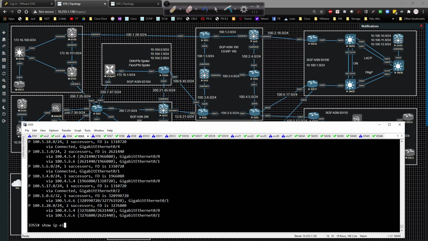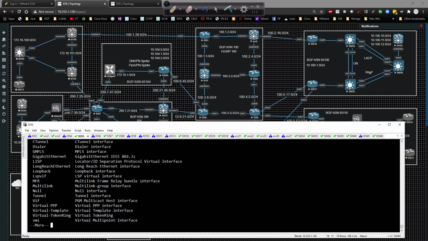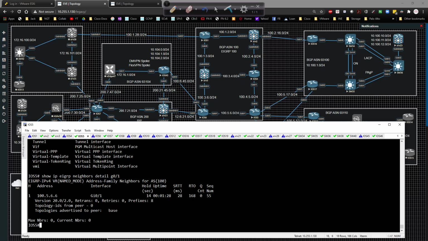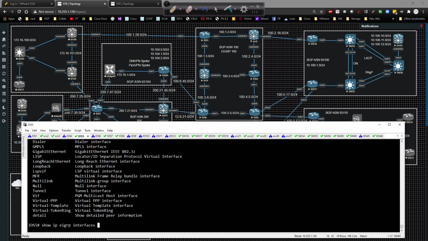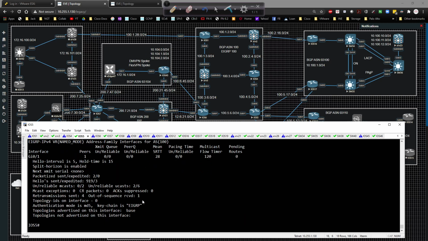So if we do a show IP EIGRP neighbors, and we look at the detail for gig 0/1, for example, we're going to see that the configuration is not going to give me the output that I'm looking for. EIGRP interfaces detail gig 0/1. We are going to see that, well, it doesn't tell me what the metric is, but it really doesn't make much of a difference.